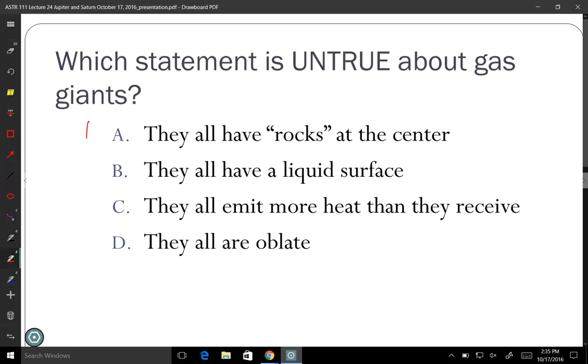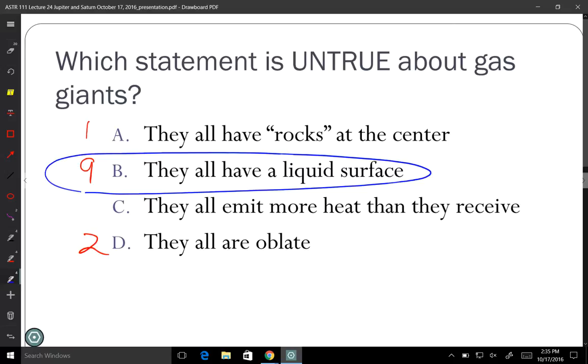We had 1, 9, and 2. The correct answer. Amelia, which one did you choose? I chose B. You chose B. And what was your reason? Well, I knew for sure that they had rocks in the center. I wasn't sure if they'd been more deep than they received. But I thought you said that if you keep going through the gas, it eventually becomes liquid. You're right. If you keep going, it eventually becomes liquid, but you don't have a liquid surface.